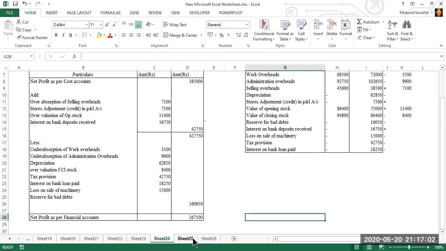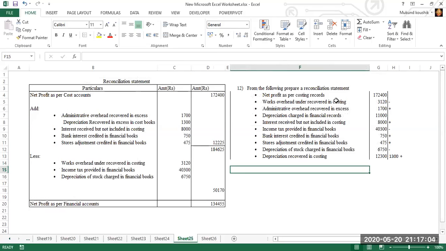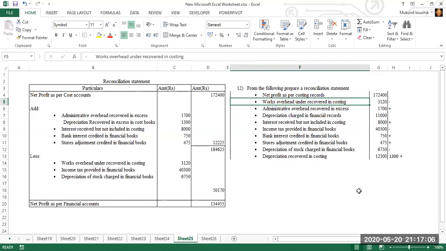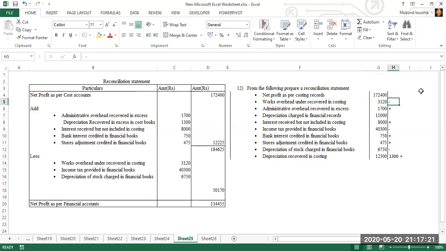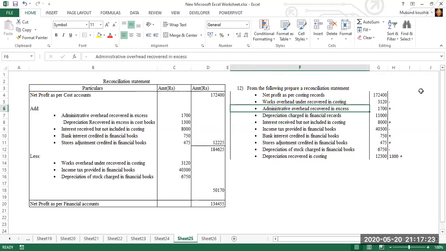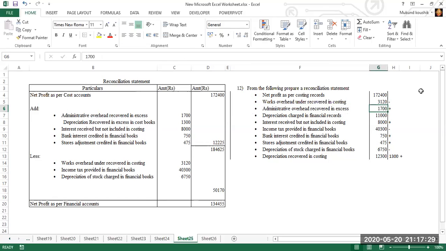Then let us move on to question number 12. In question number 12, they have given: from the following, prepare the reconciliation statement. They have given net profit as per costing records, which is our starting point. Then again, we have to add and deduct certain items from this profit. Work overheads under recovered in costing means under recovery or under absorption, so we have to subtract. 3,120 you have to subtract. Administration overhead recovered in excess means it is over absorption, and over absorption means we have to add.